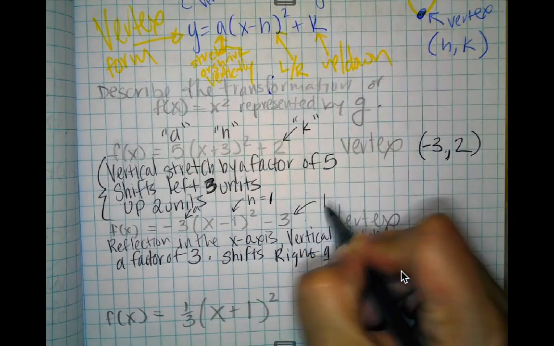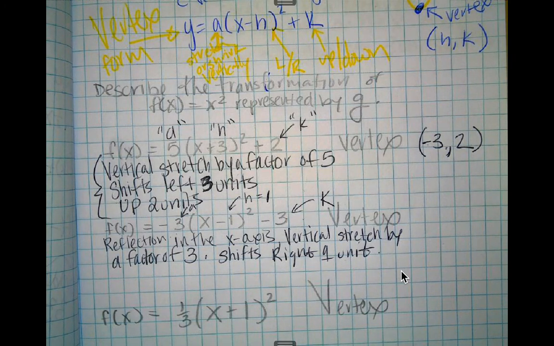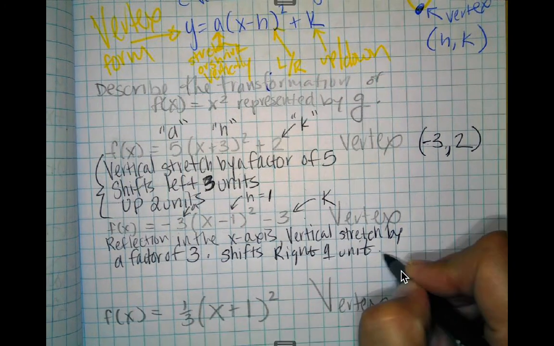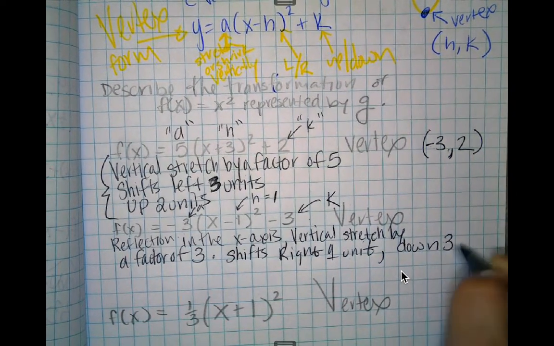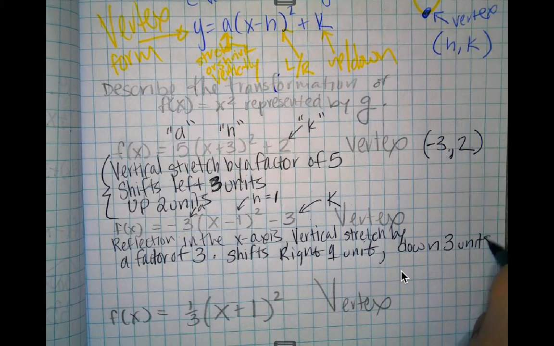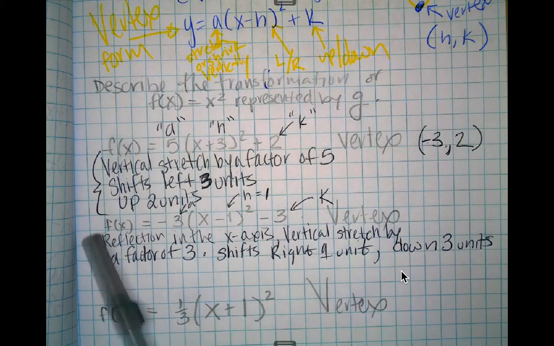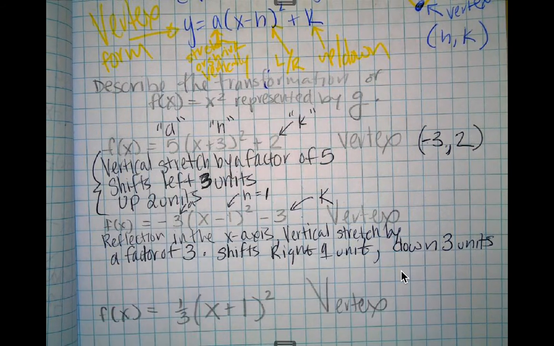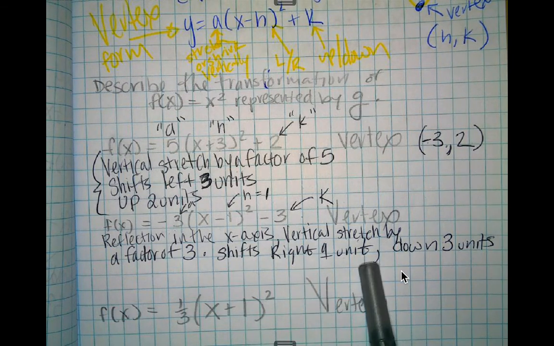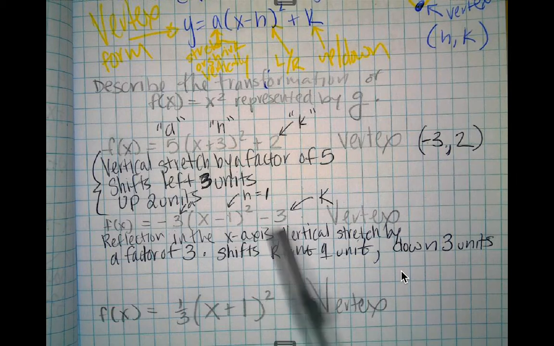And then this one is the k. And if k is negative, that means it goes down. So it goes down 3 units. So the reflection in the x-axis happened because there's a negative here. Vertical stretch by a factor of 3 here. Shifts right 1 unit here. And down 3 units here.